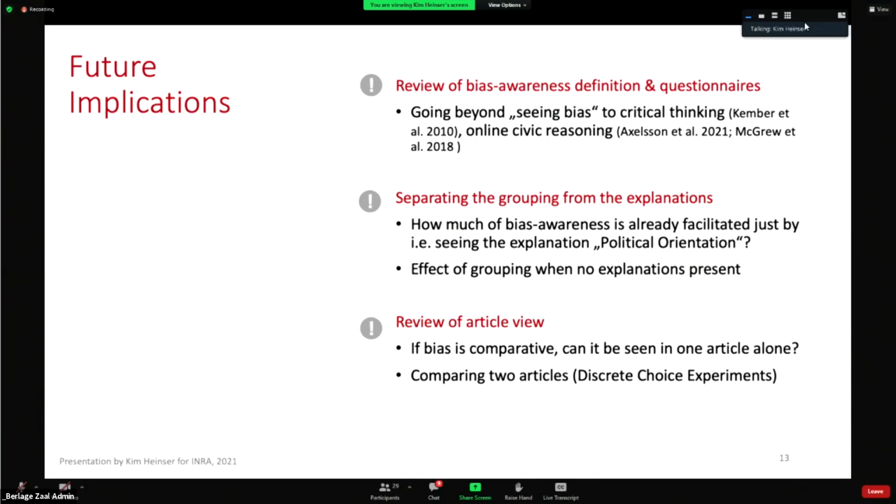And yeah, lastly, just a general question, is it possible to visualize bias, not just in an overview, but also in an article view? Because to us, bias is inherently comparative. So can it actually be visualized within one article alone?